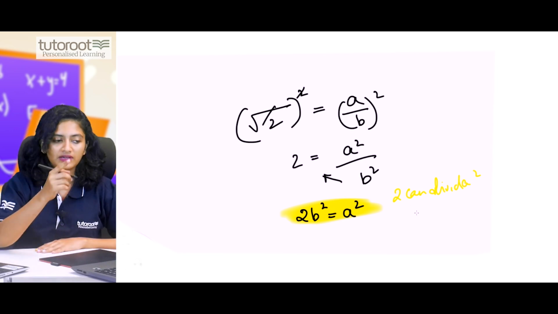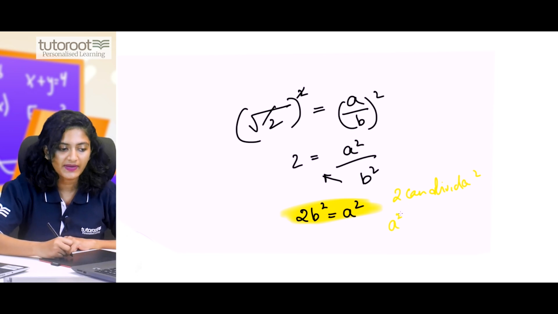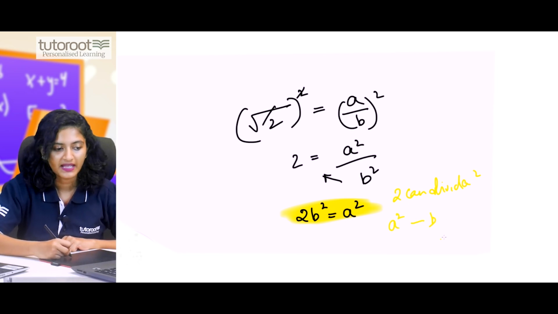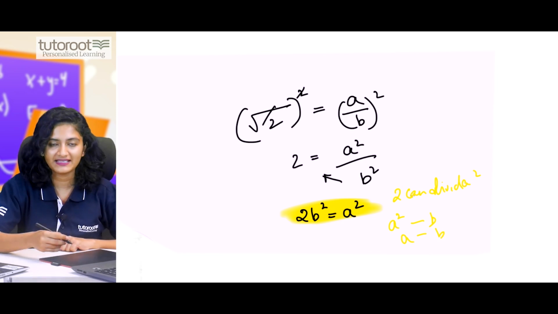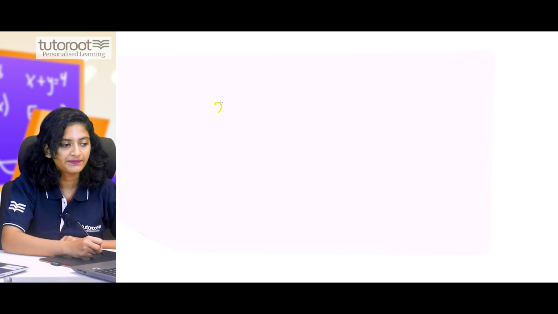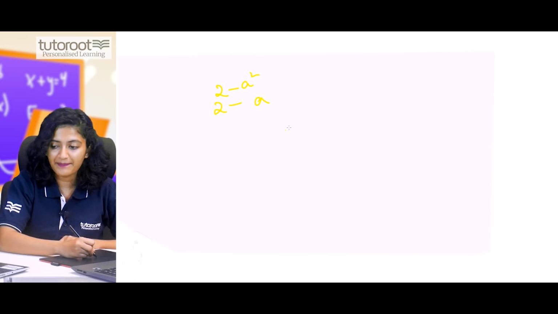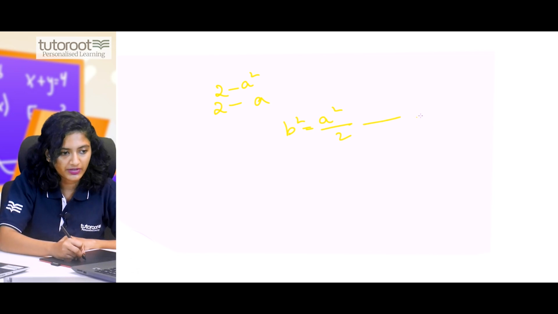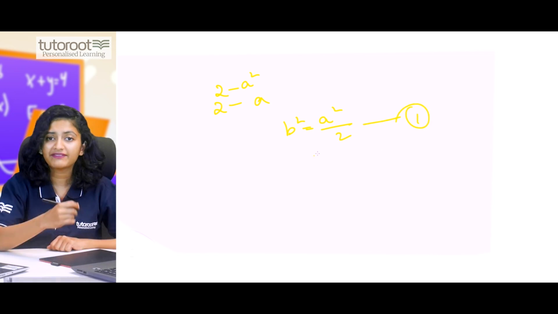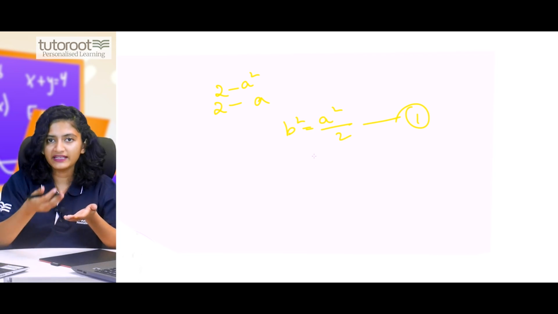Now from the prerequisite theorem that we already learnt earlier, if A square is divided by a certain number, then A is also divided by that same number. So if 2 can divide A square, then 2 can also divide A. We can write the previous step as B square is equal to A square by 2. Now this will become your equation 1.